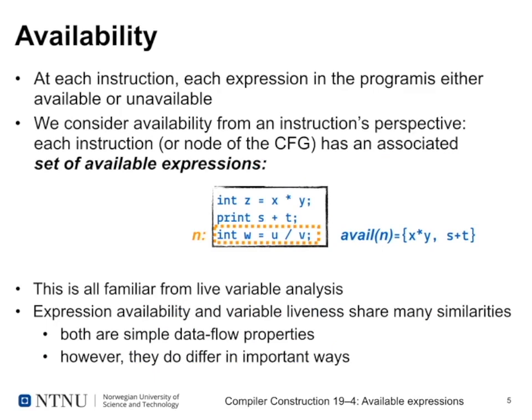So at each instruction, each expression in our program is either available or it's not available, because it has never been calculated before, or values have changed in between. So what we're doing is considering availability of an expression from the perspective of a single instruction. Each instruction, or each node of my control flow graph, has an associated set of available expressions. So for each instruction, for each CFG node, we can actually figure this out.